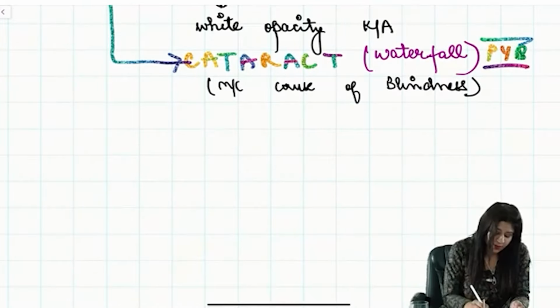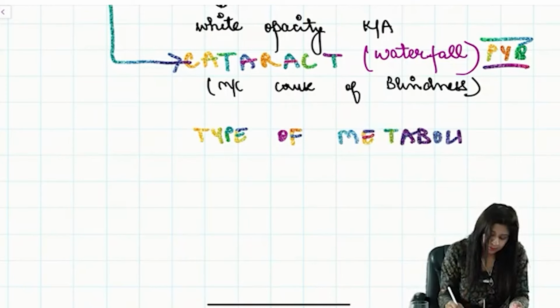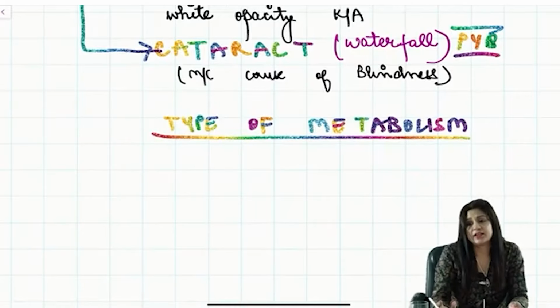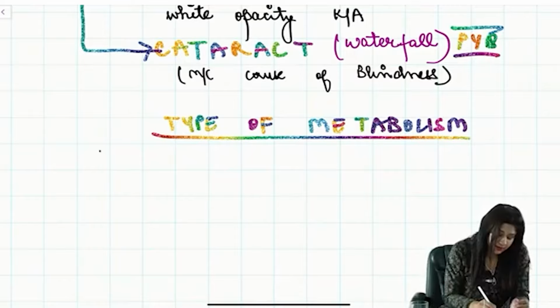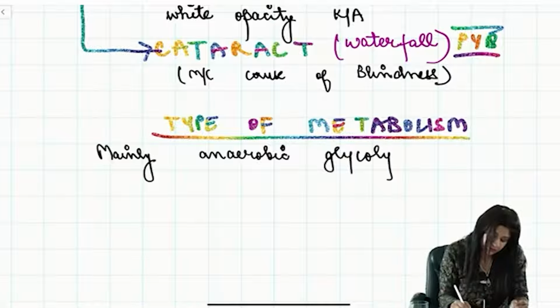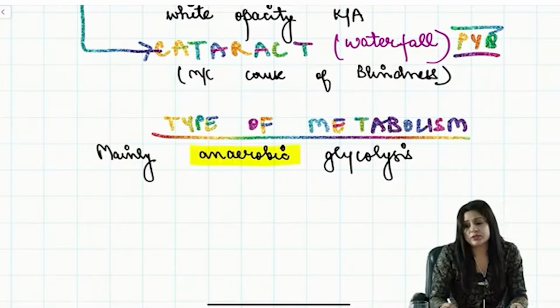Now talking about the type of metabolism. What type of metabolism is present? दो ही होते हैं ना, one is aerobic and one is anaerobic. तो कौन सा होगा, aerobic और anaerobic? It is mainly the anaerobic. Mainly anaerobic glycolysis. It is mainly the anaerobic metabolism.